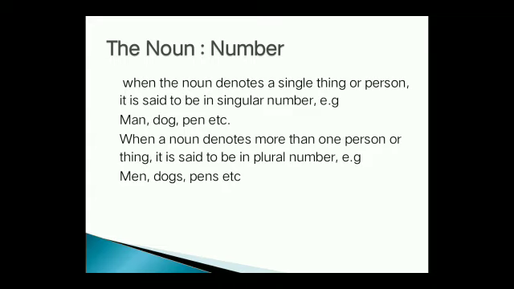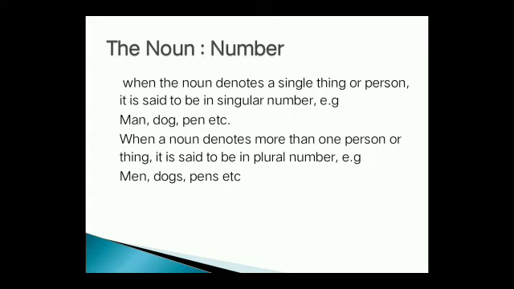Okay, then we have to study about the number of a noun. In English we have two numbers, singular number and plural number. So when the noun denotes a single thing or person, it is said to be in singular number. For example, man, dog, pen, etc. And when a noun denotes more than one person or thing, it is said to be in plural number. For example, man becomes men, dog becomes dogs, and pen becomes pens.